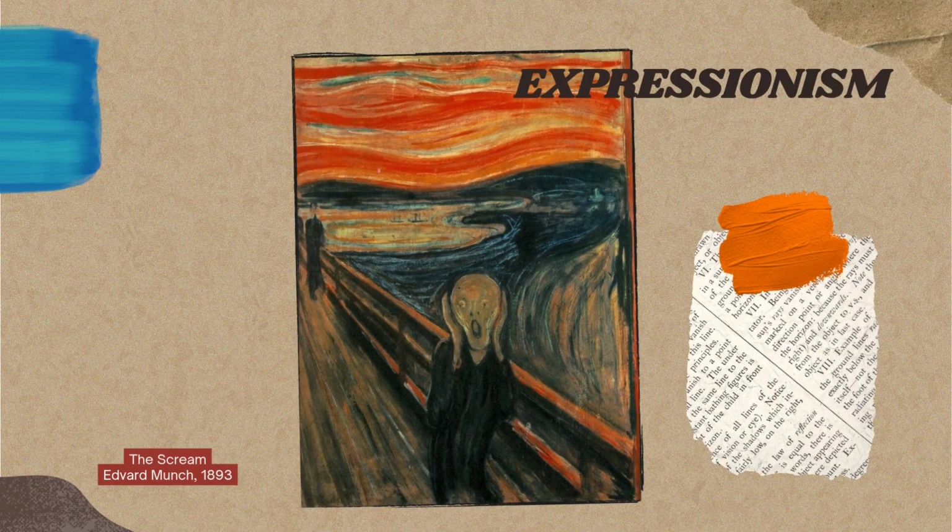Expressionists painted in a similar loose style, but took it even further. They didn't paint nature. They wanted to show how we feel on the inside. One example is The Scream by Edvard Munch, where the colors and shapes enhance the feeling of anxiety and fear.